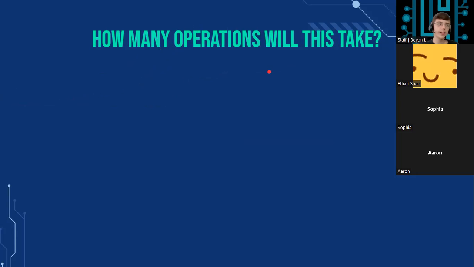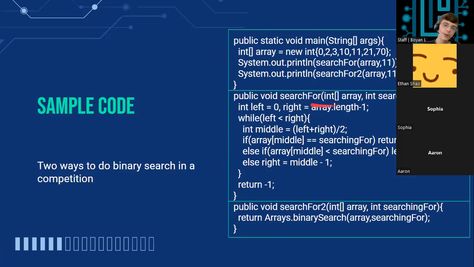Yeah, binary search will take log base 2 of the size of our array, and that's the number of operations that it will take. For those of you that are interested, here's some sample code. It's all written in Java. If you're interested in other languages, just let me know after the presentation and I can show you how to code binary search in one of those.